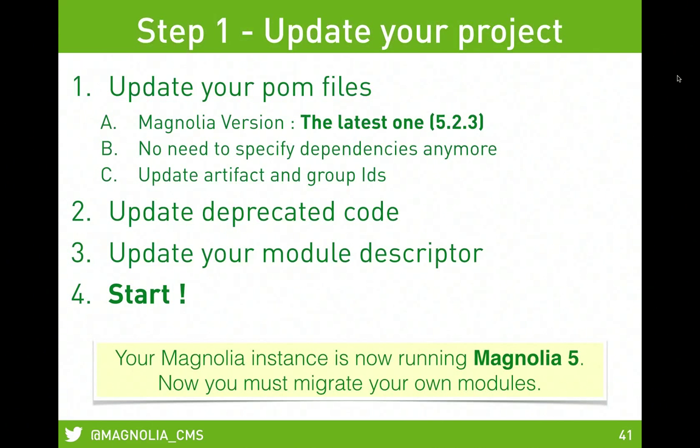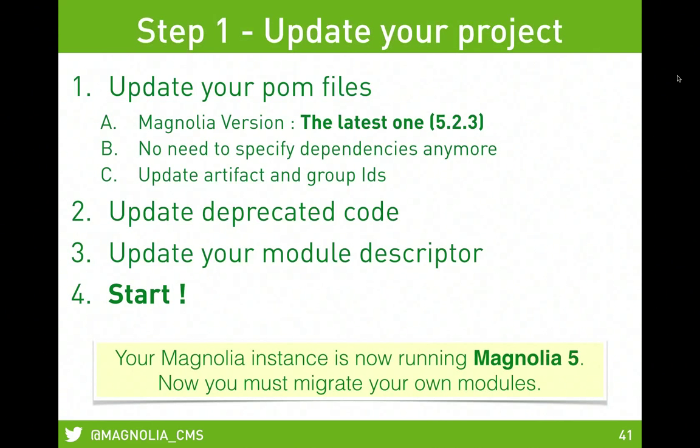The first step is to update your project. First, update your POM file and set the Magnolia version to the latest one, which is today 5.2.3. The good news is that you don't have to specify all the versions of the Magnolia dependencies. This is done automatically by Maven. You will have to update some artifact and group IDs. Now you can try to build your project.